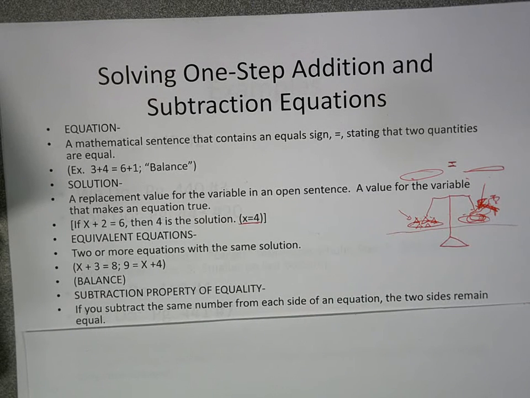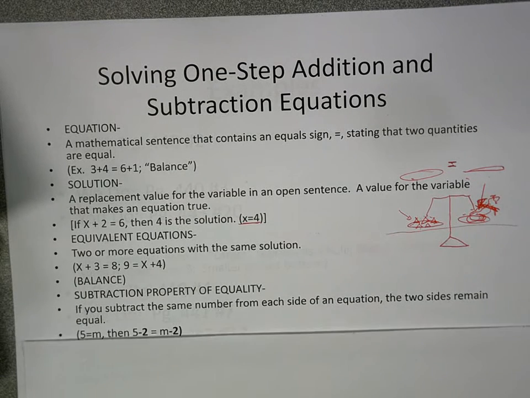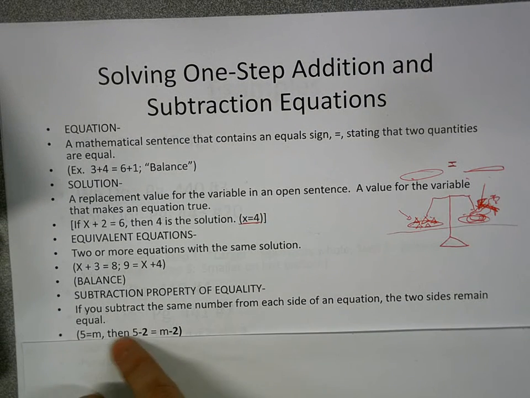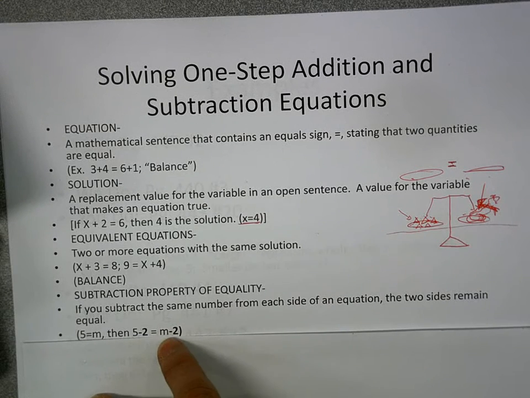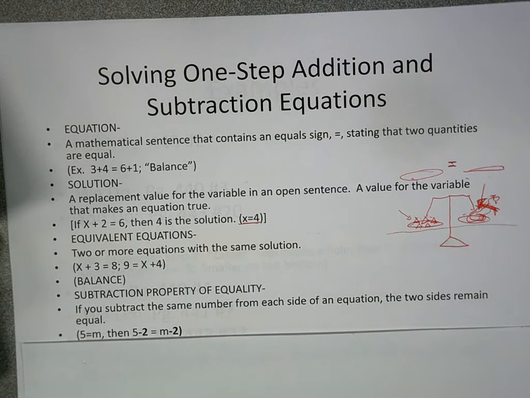Mathematicians give it that fancy name, but you subtract something from one side, you have to subtract something from the other if you want it to remain equal. That's, of course, what we want to do. For example, go ahead and write this down. If you have something like 5 equals m, then you could actually do this: 5 minus 2, so you're subtracting 2 off of that side, it would still be equal if you did m minus 2. If you're subtracting 2 from both sides, it would still be equal to each other.